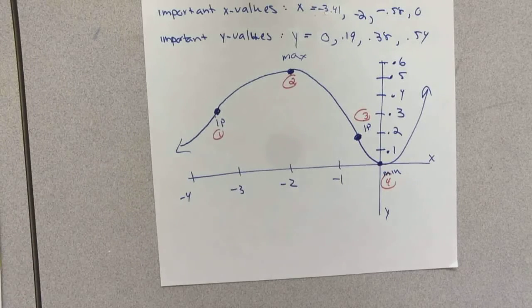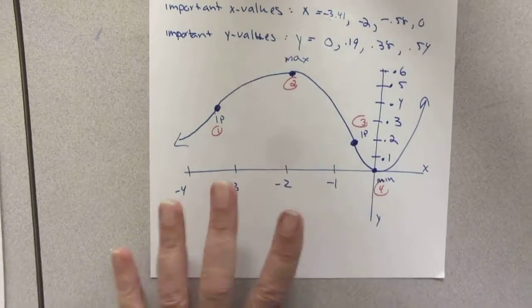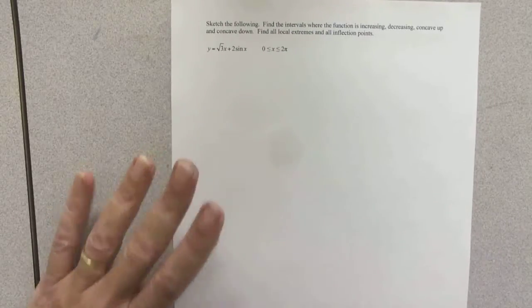Lots of sketching in this section. Okay, next problem. Trigonometry. Sketch the following. Find the intervals where the function is increasing, decreasing, concave up, concave down. Find all local extremes and all inflection points. So we do the whole thing again.